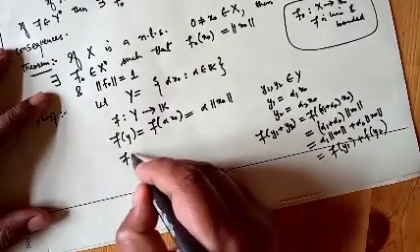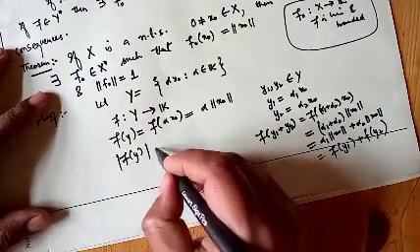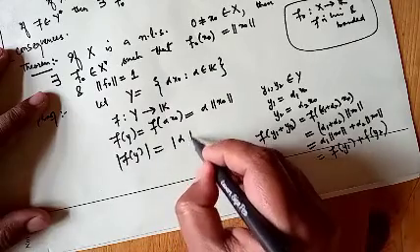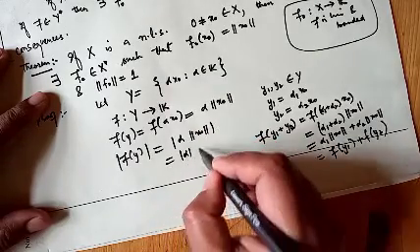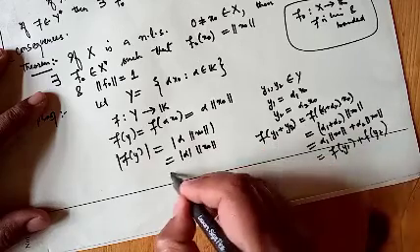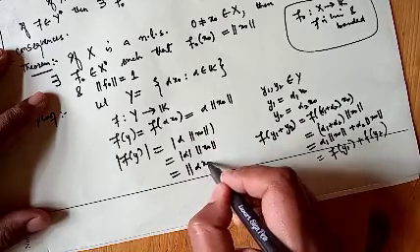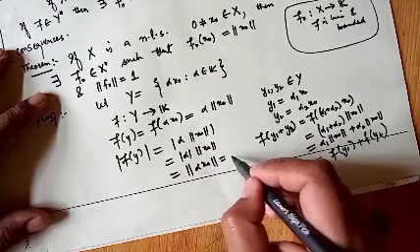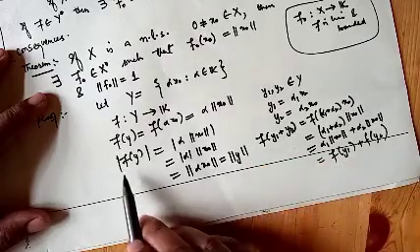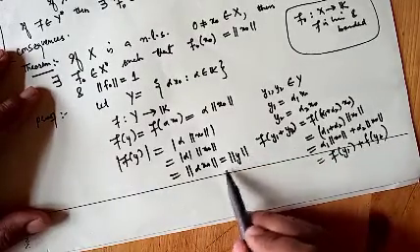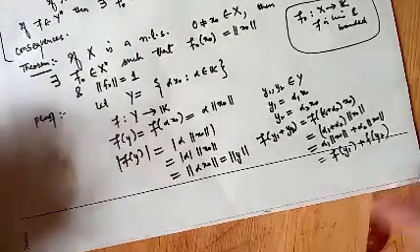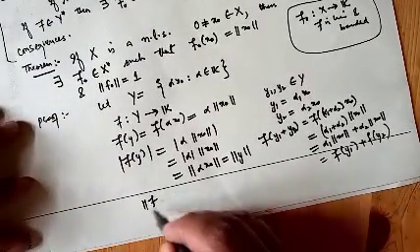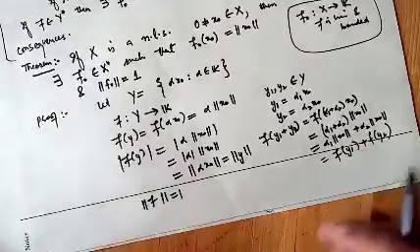It's also continuous, right? Because mod of f of y is equal to mod of alpha times norm of x naught, which is nothing but mod of alpha into norm of x naught. And if you remember the properties of norm, this is nothing but norm of y. So modulus of f of y is equal to norm of y, which means it is bounded. Not only that, it also shows that norm of f is equal to 1. But what do we have to show?